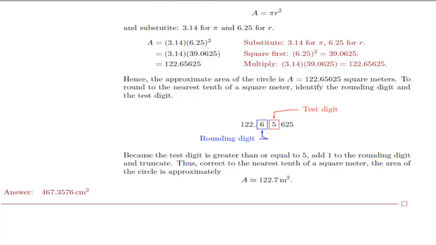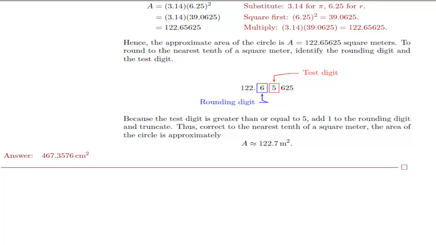To round to the nearest tenth of a square meter, identify the rounding digit and the test digit. Because the test digit is greater than or equal to 5, add 1 to the rounding digit and truncate. Thus, correct to the nearest tenth of a square meter, the area of the circle is approximately 122.7 meters squared.